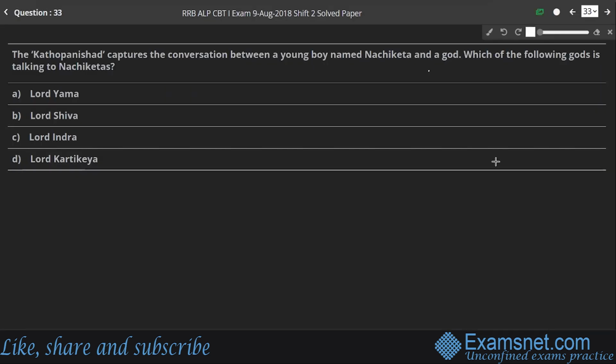Question 33. The Kathopanishad captures the conversation between a young boy named Nachiketa and a god. Which of the following gods is talking to Nachiketa?